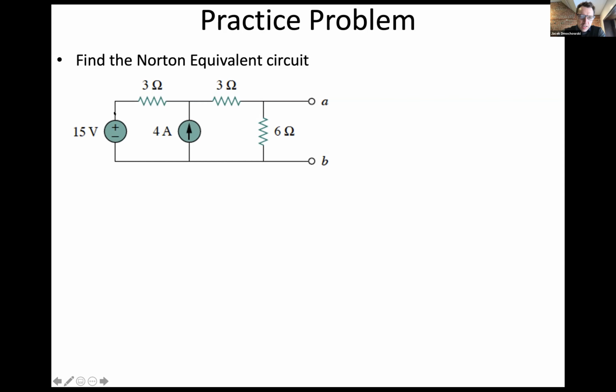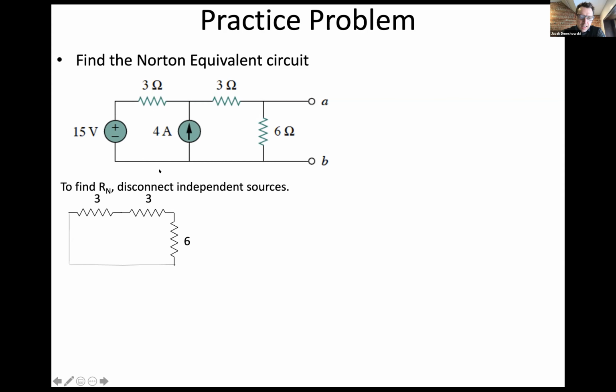So we're going to short circuit the 15 volts, and we're going to open circuit the 4 amps. And so here is the circuit that remains, right? The 15 volts is now short circuited, and the 4 amps, which was here, is now gone. It's open circuited. So who can tell me the Rn between, as viewed from A and B, which are across the 6 ohm resistors?